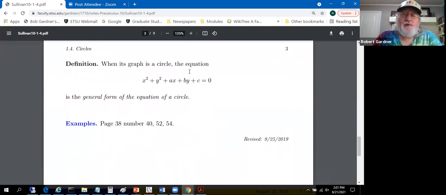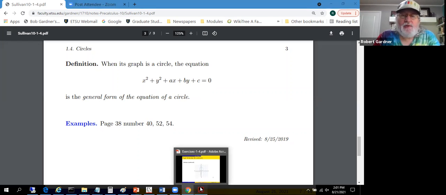When it's a graph of a circle, so we're assuming this actually is a graph of a circle, this equation, x squared plus y squared plus ax plus by plus c equals 0, is called the general form of the equation of a circle. Yeah, I don't like the general form. First thing I would do is turn it into the standard form and get the x minus h quantity squared stuff. Then I can know how to graph it. This is less useful. You're given this, you're likely going to change it into the standard form.